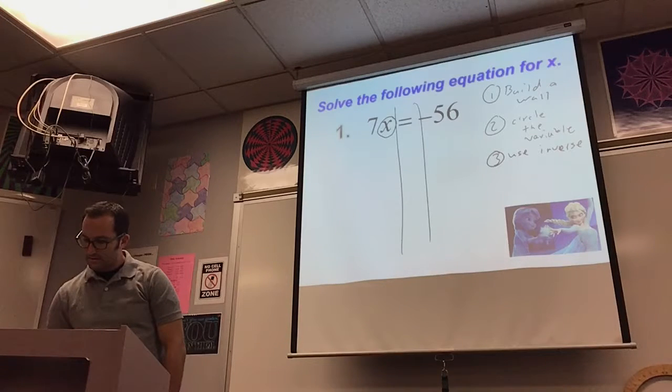Use what? Inverse operation. On both sides. On both sides, thank you for writing that.